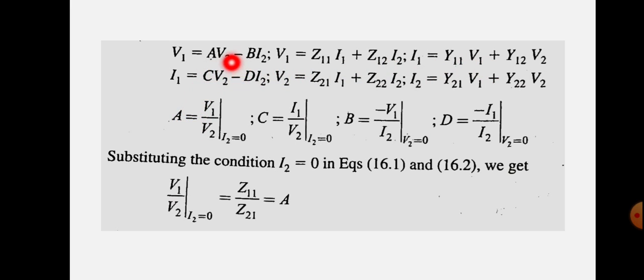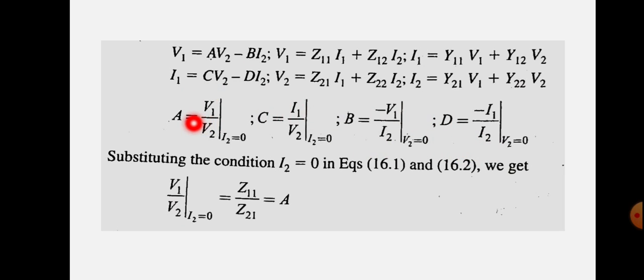Here A can be written as, this is the first ABCD parameter equation. How is A obtained? By setting I2 equal to 0. So A equal to V1 by V2. When I2 equal to 0, C will be equal to I1 by V2. Next, B is obtained by setting V2 equal to 0. So B will be equal to minus V1 by I2. Similarly, when V2 equal to 0, D will be obtained. D equal to minus I1 by I2. So these are the ABCD parameter equations.